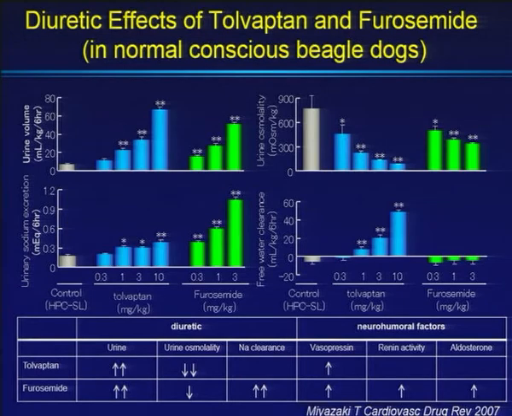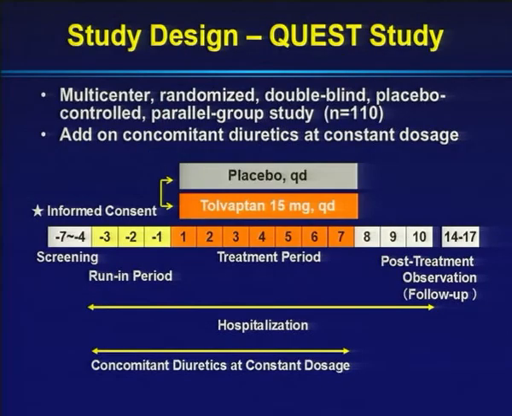And this is the osmolarity. Urine osmolarity is dose-dependently decreased, but furosemide doesn't decrease it so much. So this is the free water clearance. This is a very clear difference between furosemide and Tolvaptan. That means the water clearance is increased with the dose.